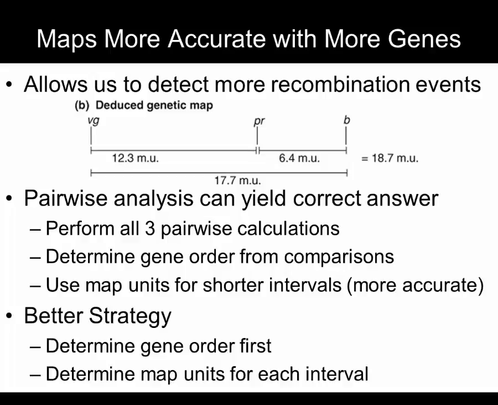However, there's an easier way to analyze the data from a 3-point cross. This involves determining the gene order first, and then finding the map units between the intervals. So is this going to be one of those times where I explain the hard way to do something in the video, make you answer a question that way in the quiz, and then explain an easier way in class?